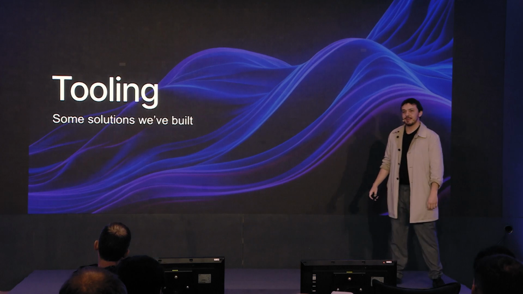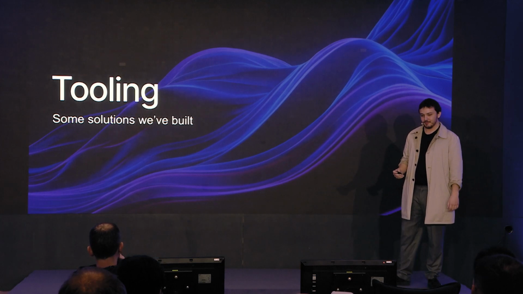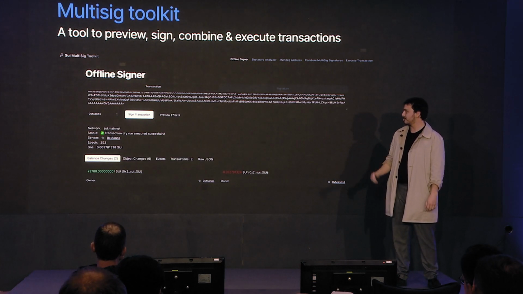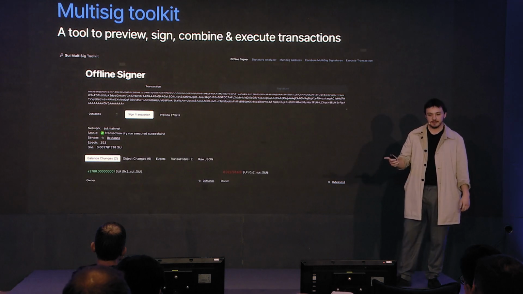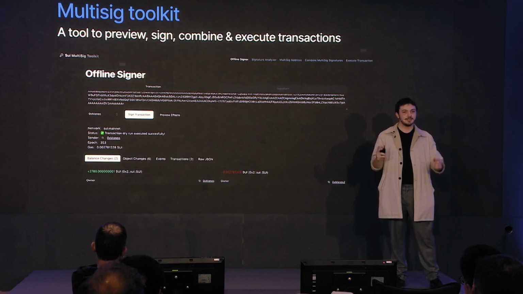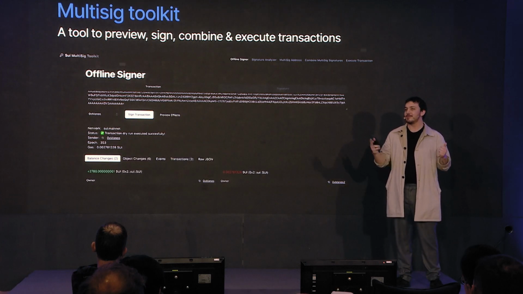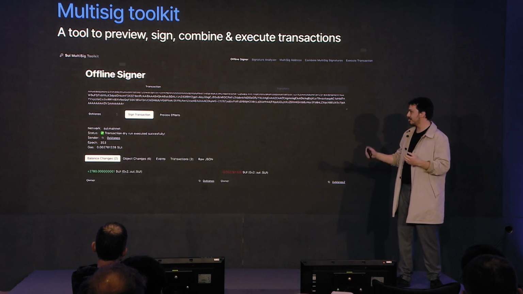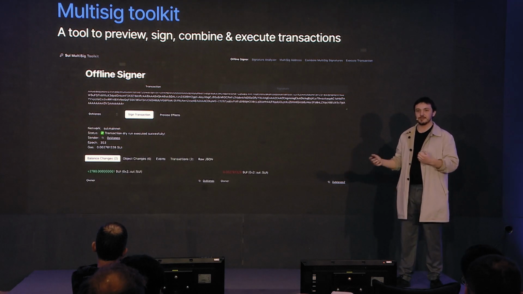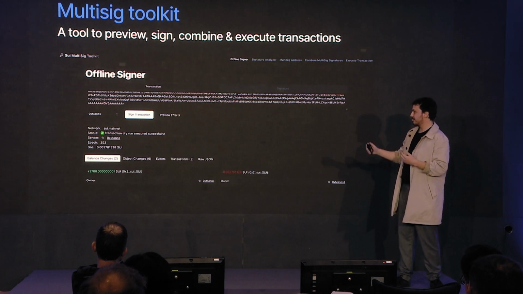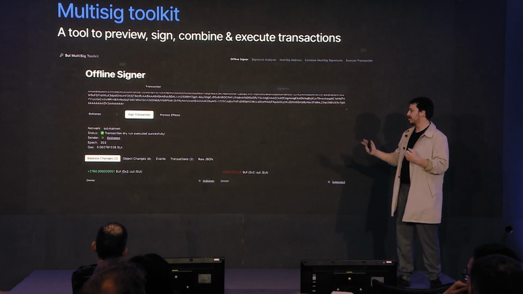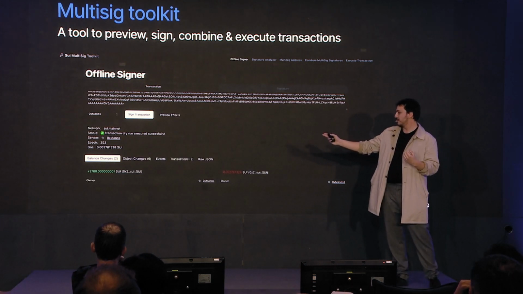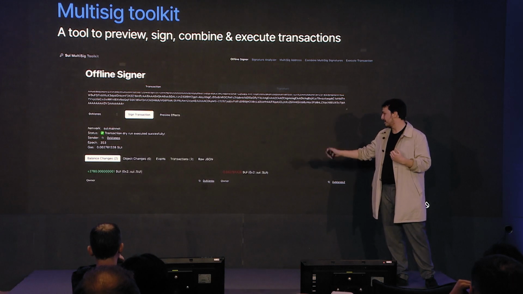Now, let's move on to some of our tooling. We have the multi-sig toolkit. This is a tool we've built to preview, sign, combine, and execute transactions. This is essentially what most of our multi-sig signers would see when they were signing a transaction. They would go into this toolkit, paste the transaction data, and be able to see the effects in a beautified way and understand what they are signing for. So in this example, for instance, we can see that there are 2.7K Sui being transferred to 0x Manos.